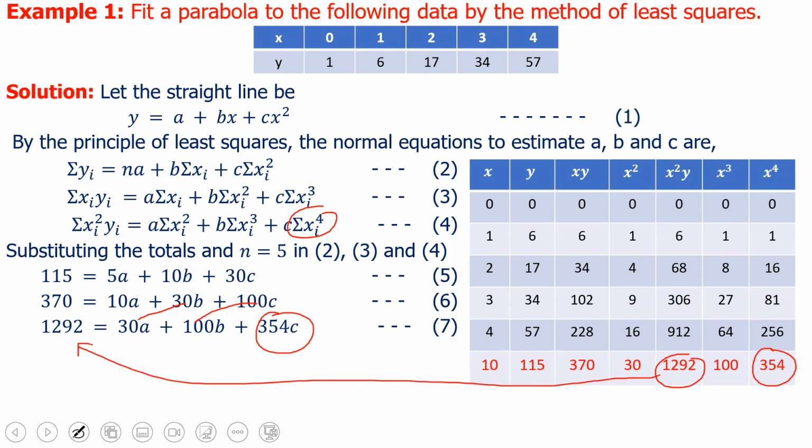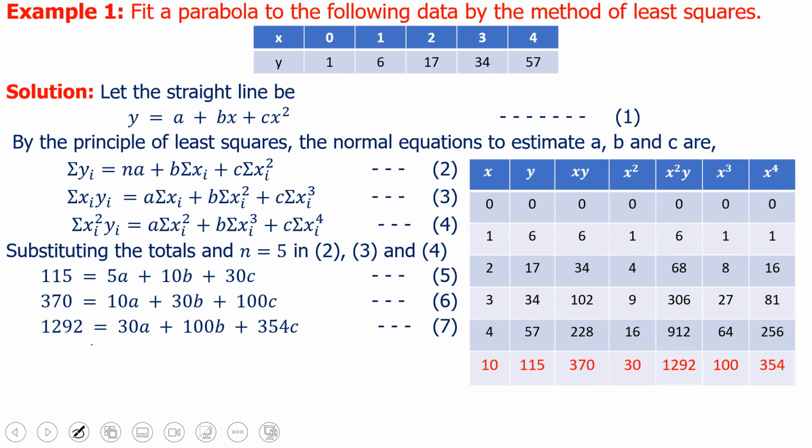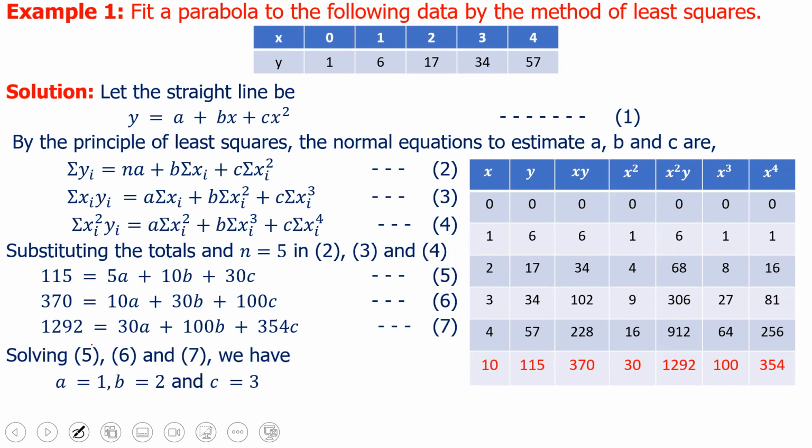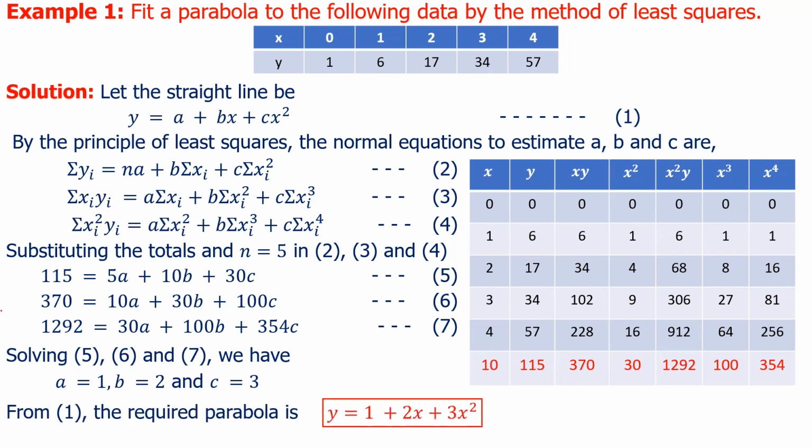So we have substituted all these values, and if we simplify, using what I have already suggested about how to solve a system of linear equations using the calculator, the answer is very simple: a equal to 1, b equal to 2, and c equal to 3. So what is the answer? The required parabola is y equal to 1 plus 2x plus 3x square. This is the best fit parabola for this data.